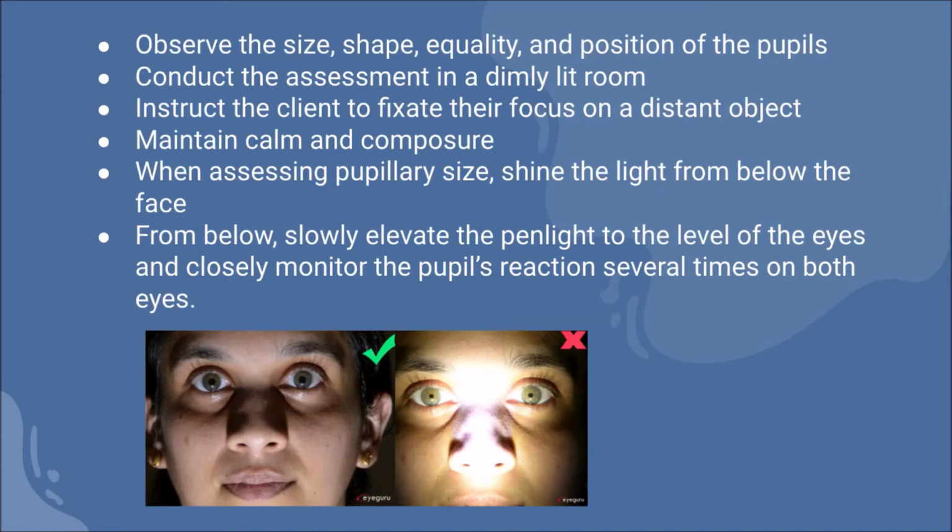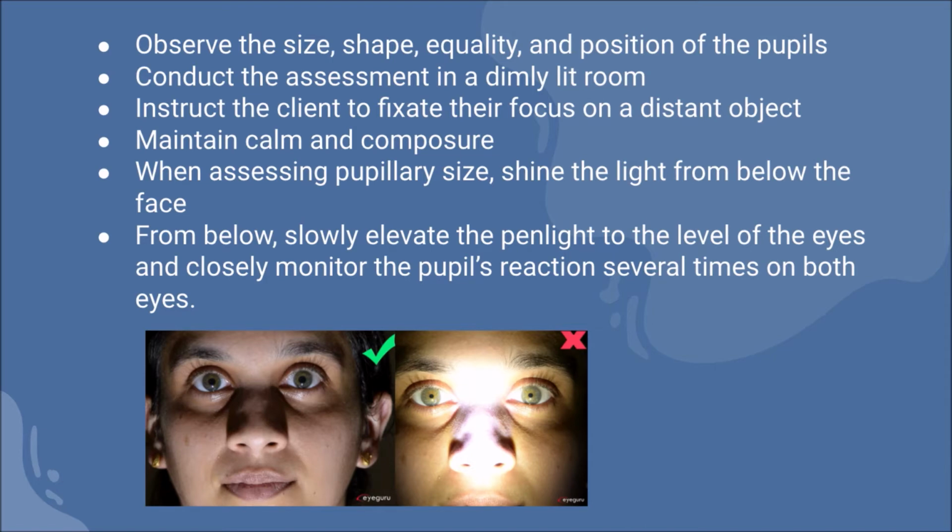Next, or lastly rather, for me, is the guidelines. So first, observe the size, shape, and equality and position of the pupils before starting, just to see if there are any clearly visible things that are abnormal in the eye before you go into the assessment. And then next is conduct assessment in a dimly lit room, so that you can control the amount of light that is entering the eye, because if there's too much light, then it can affect the results. So that's another variable to control.